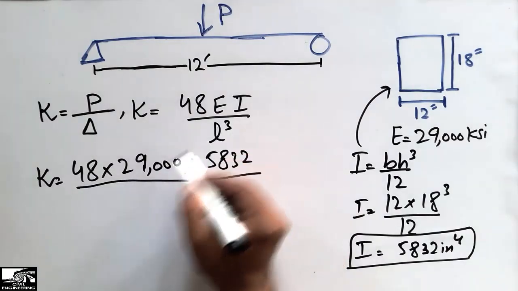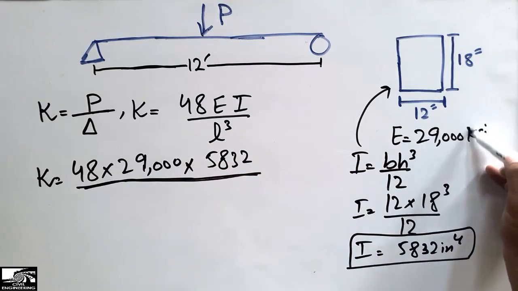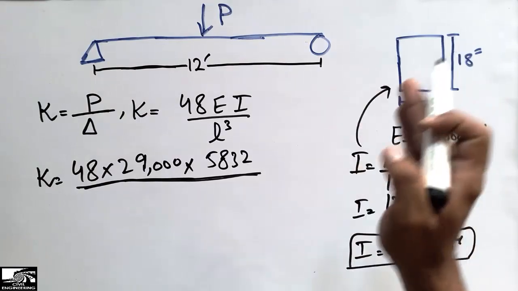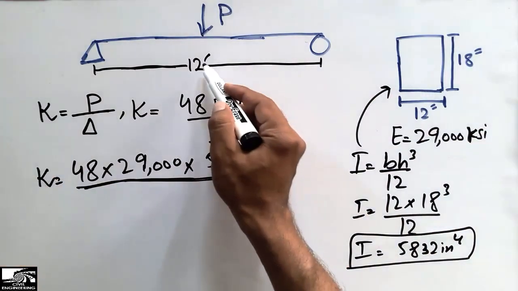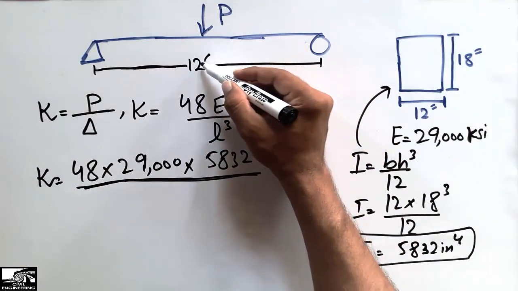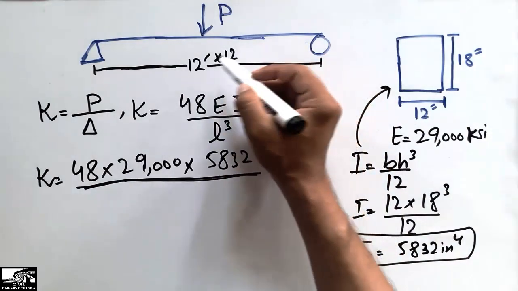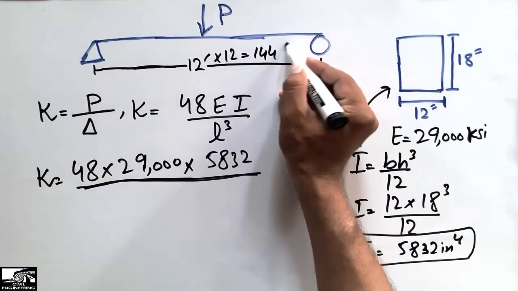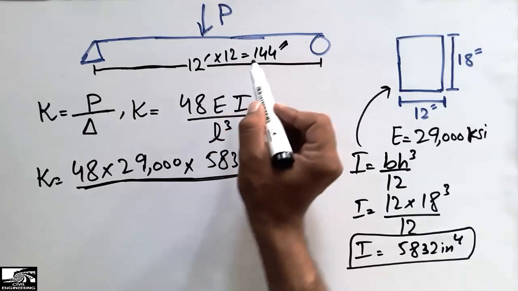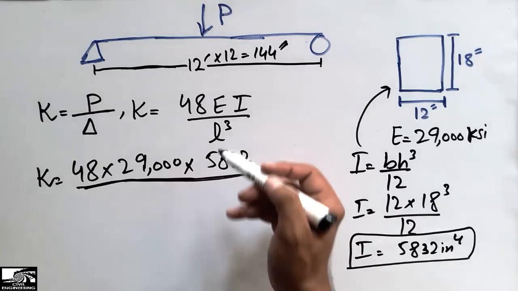Dividing it by L cube, right? All the units are in kips, because we can see here KSI, kip per square inch. So all the units are in kips and inches. That's why we have a length here in foot, so we will convert this foot into inches. So 12 foot, if we convert into inches, we will multiply by 12, because 1 foot is 12 inches. So 12 into 12 is 144 inches. So 12 foot is 144 inches, right? So now I know the length of this beam, but in the unit of inches, because I will require the length in inches.